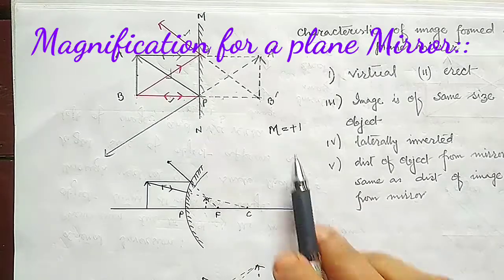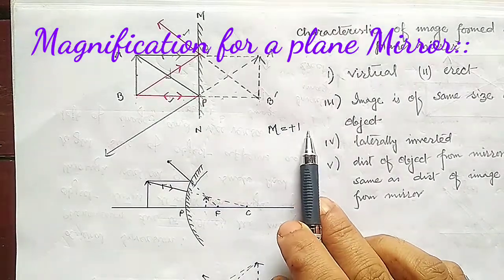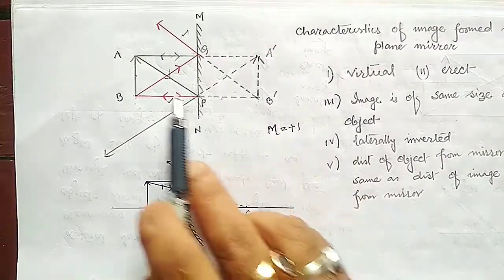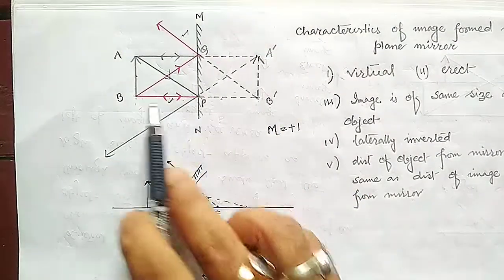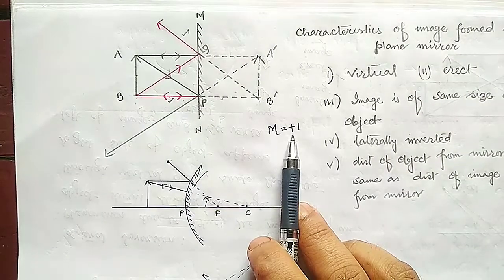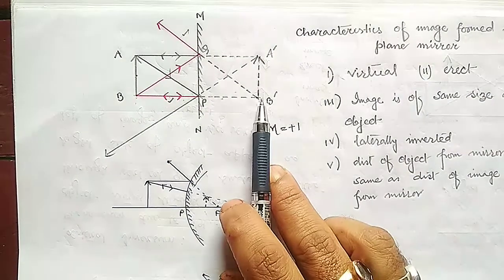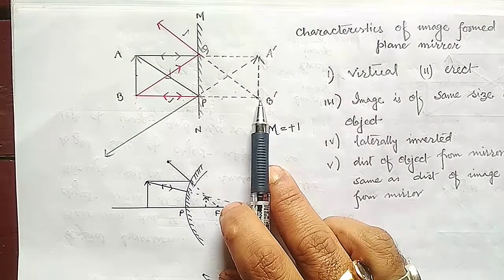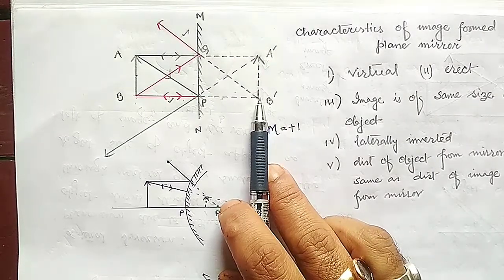Now for a plane mirror, we consider magnification to be +1. This 1 indicates that the height of the image is the same as the height of the object, and this positive sign indicates that the image is erect. As erect images cannot be taken directly on the screen, therefore the image is virtual.